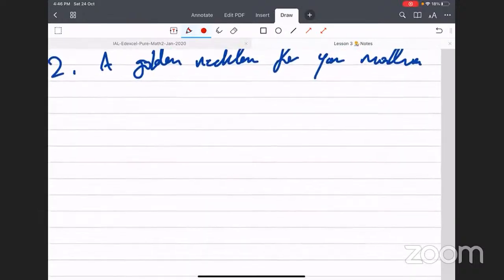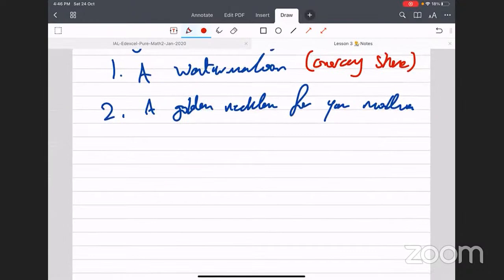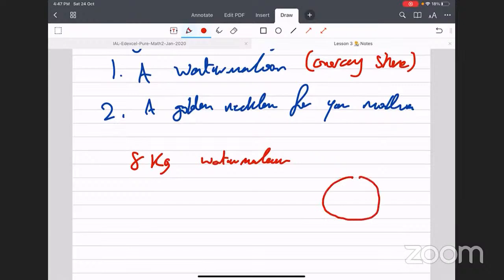So basically, you go and you find an 8-kilogram watermelon. And the guy weighs it, and let me try to draw it. Okay, that's the watermelon, and that's the scale. I need to make a better drawing.